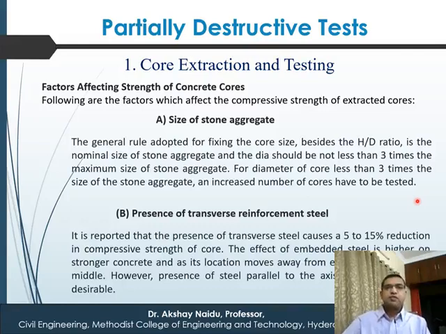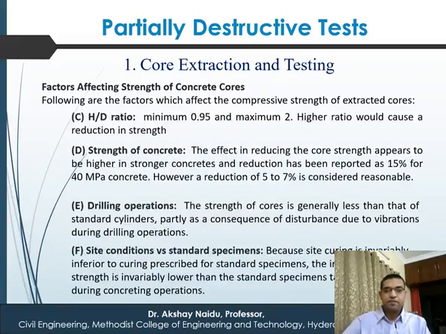There are methods such as profometer which can detect where the rebars are located. Wherever rebars are not located, from there the core can be extracted if possible. However, sometimes if the core has to cut the steel, then it has to be in transverse mode. It cannot be parallel to the axis of the core. So, height to diameter ratio already discussed, minimum 0.95, maximum 2. Higher ratio would cause reduction in strength.